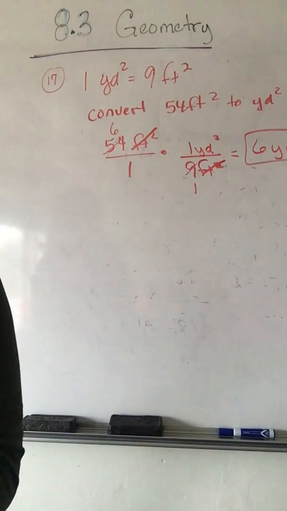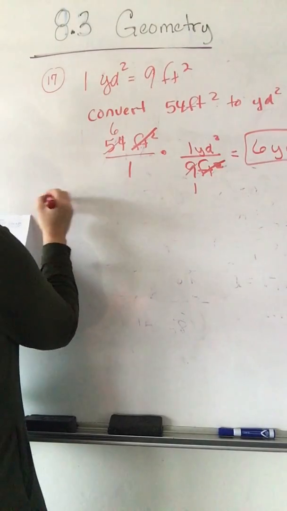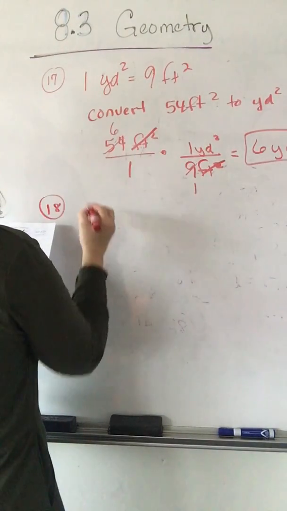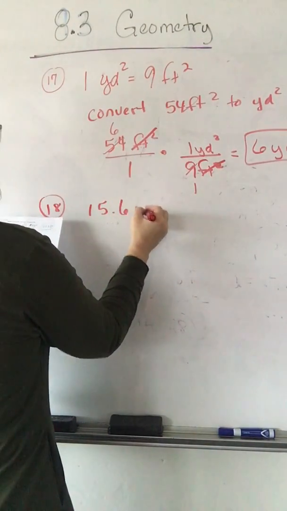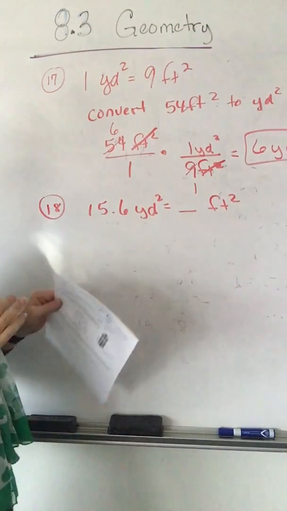Another example like that, we'll move to number 18. On number 18, it says use that same information and convert 15.6 square yards to square feet. So kind of going the other way.